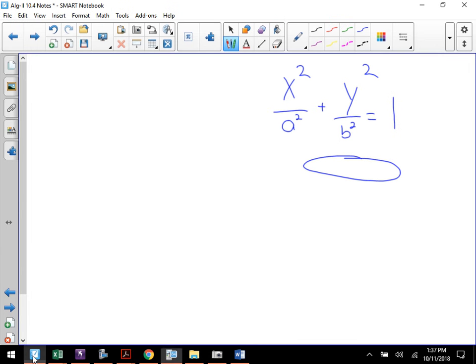So here's what it looks like. Today, everything's going to be centered. Our center will be at the origin. So I'm going to put a little grid. There's my center. And then I'm going to start listing out what the parts stand for.